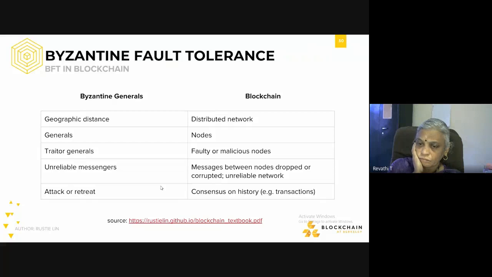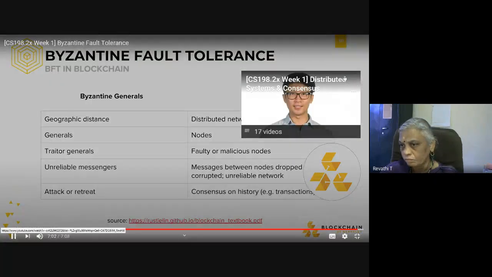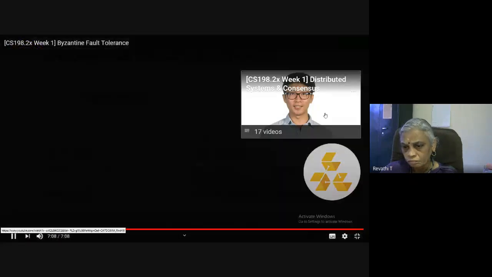Clearly, the distribution of computational power and data storage represents the geographic distance between the generals. The nodes represent generals, and the traitors represent faulty or malicious nodes. The possible dropped packets or messages between nodes represent unreliable messengers, and coming to consensus on whether to include a block or valid chain of transaction history is the same as coming to agreement on whether to attack or retreat. It's the same concepts with different names.